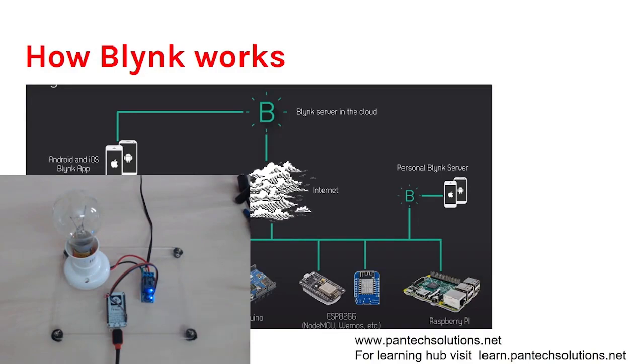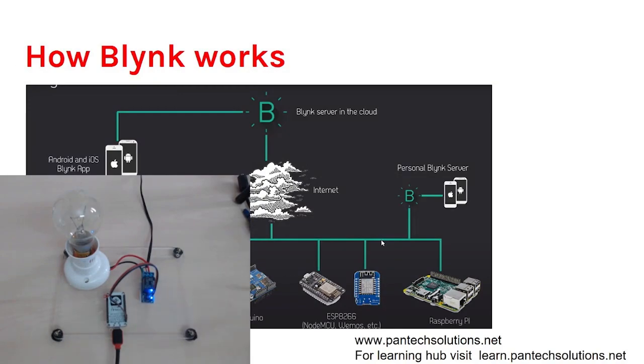And how Blynk works: on the mobile phone, the Android phone or the iOS version, you first have to download the Blynk app from the Play Store and just create an account. The Blynk server will be in the cloud, connected to the internet, and your devices like the Arduino or ESP8266 or Raspberry Pi are connected to the internet. You could also have a personal Blynk server, or you could have a common Blynk server in the cloud.